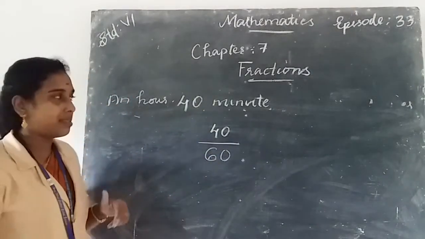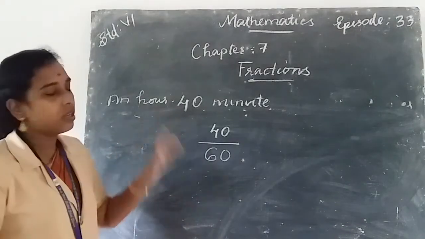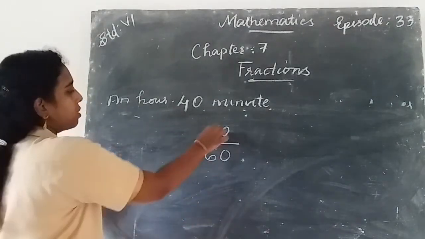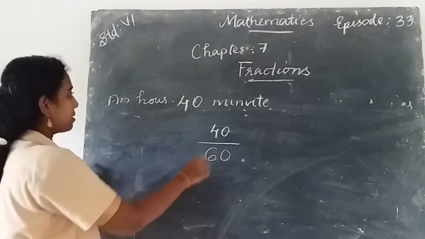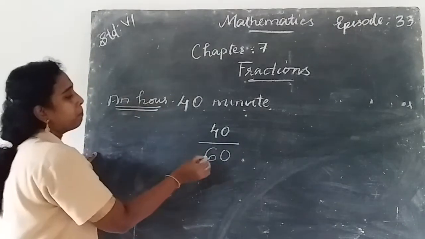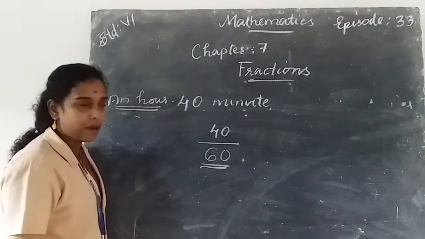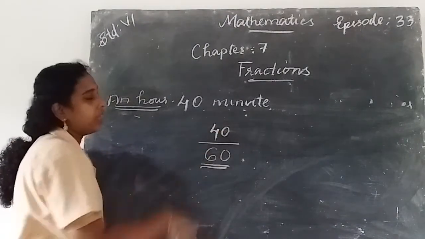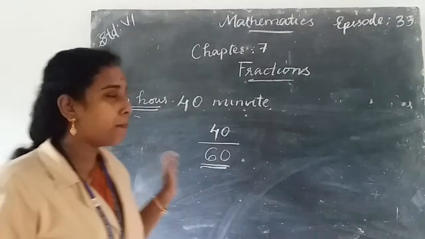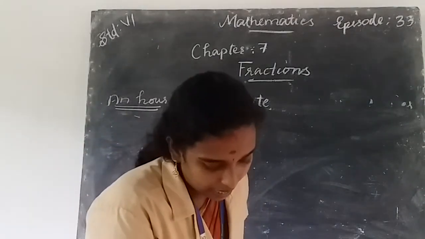40 by 60 is the fraction of an hour in 40 minutes. Okay. So 40 by 60. An hour makes 60 minutes. So write 60 as the denominator and 40 as the numerator. So 40 by 60. The next question.